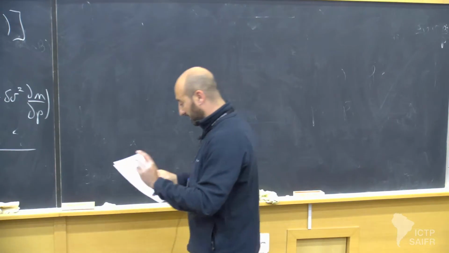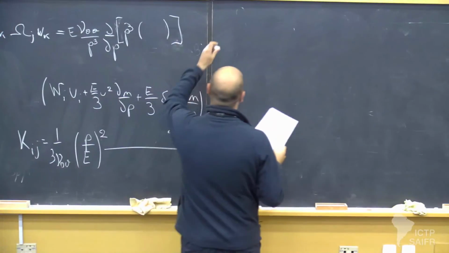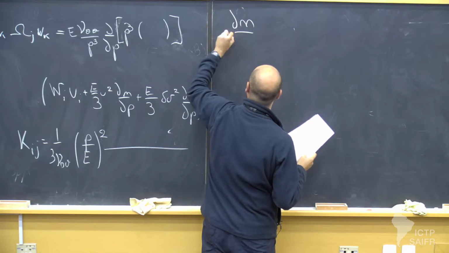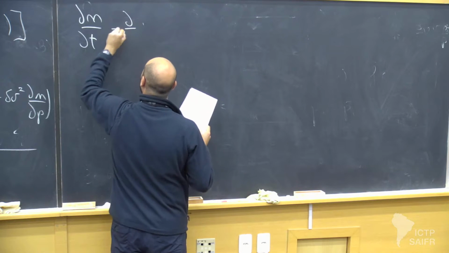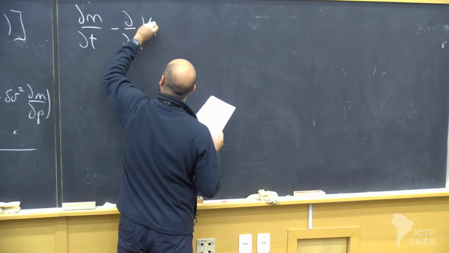All these derivations are not important technically. What is important is that you understand where they come from. Minus derivative with respect to xi, ij.